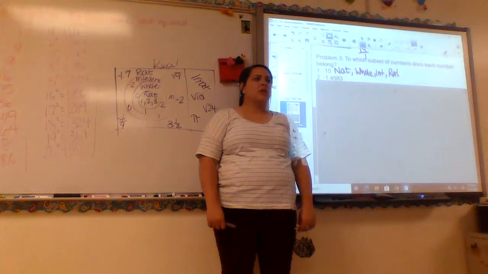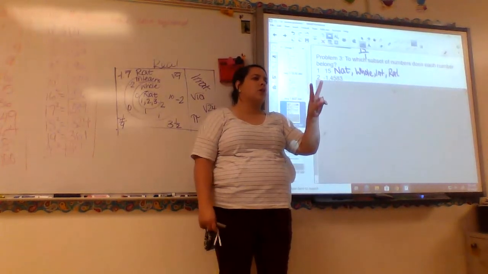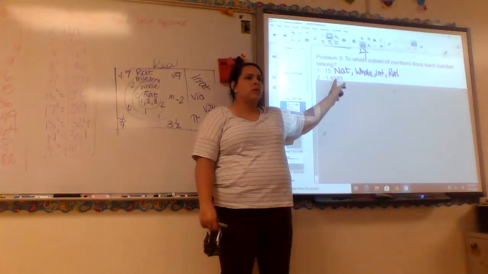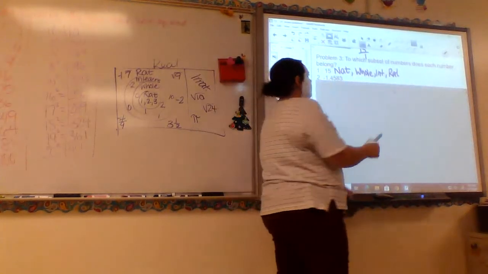It's rational. And the only reason that it's rational is because there's only two things that are irrational. Square roots of non-perfect squares. Is this a non-perfect square root? No. Is this pi? No. So that means it has to be rational.